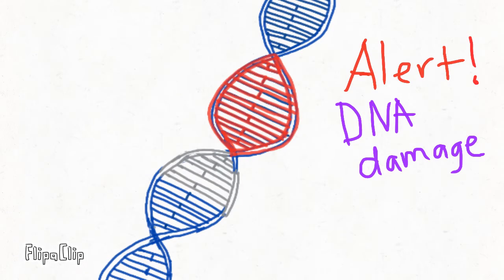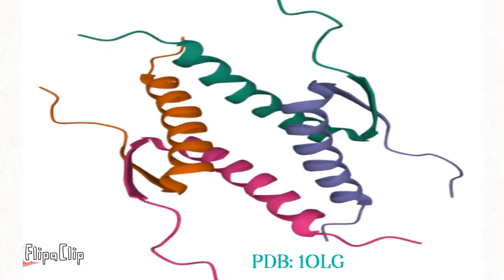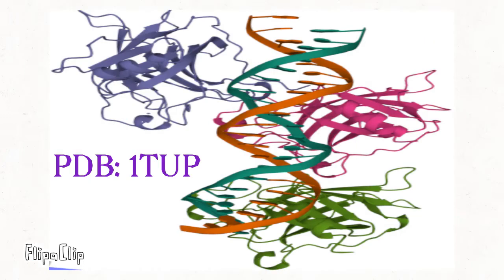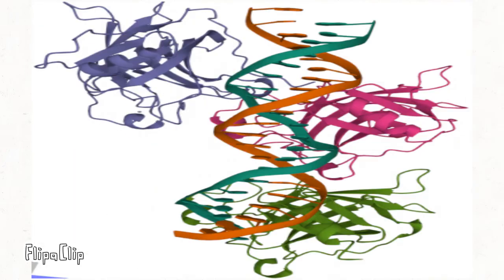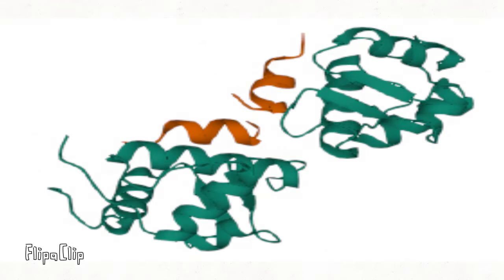p53. A long flexible molecule composed of 4 identical protein chains that are held together by a tetramerization domain at the center. Each chain has a long flexible region that connects to a large DNA binding domain. CHK2 phosphorylates the p53 transactivation domain at the serine 20 site, triggering the activation of p21.